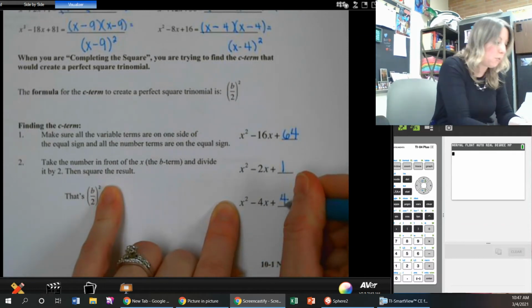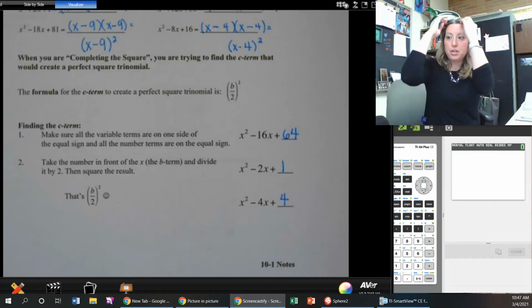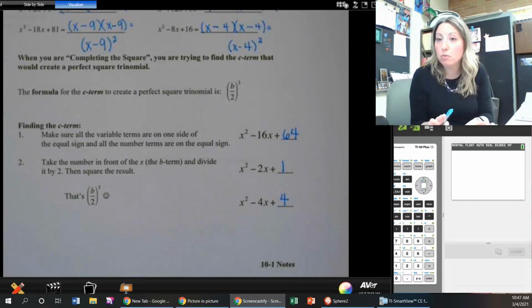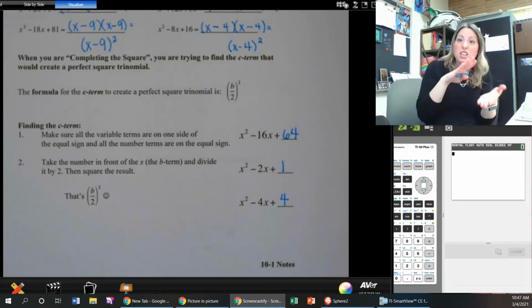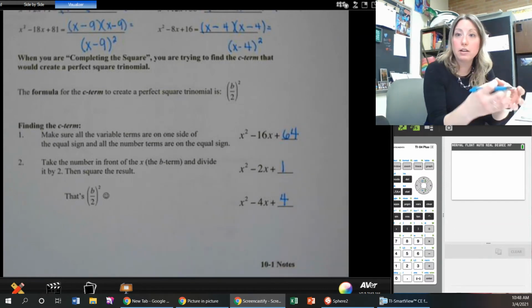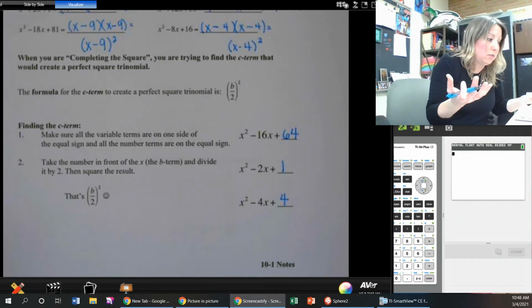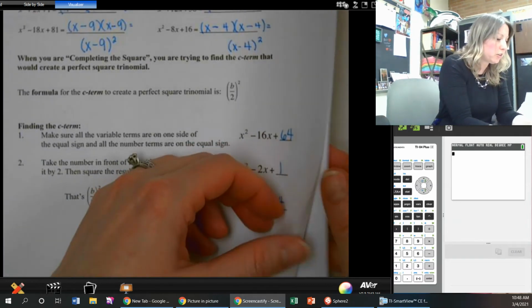There we go. Notice I'm always adding that term at the end because even a negative squared, a negative number times itself, is a positive result. So this addition to the end, the C term, will always be positive. Okay? Let's look at some more.